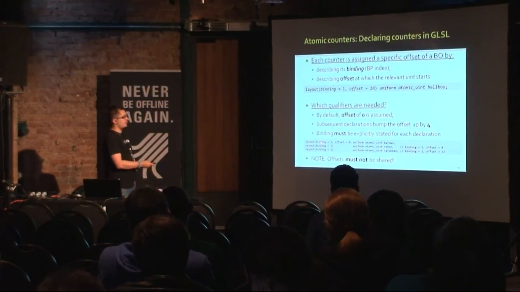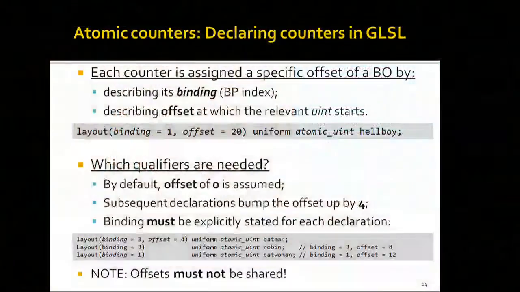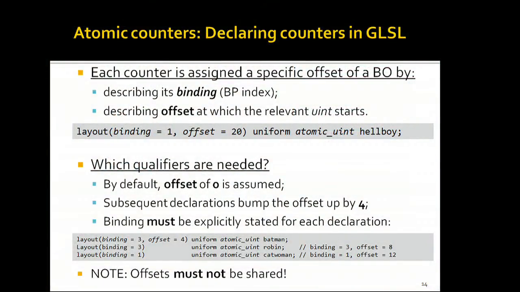So there we go with an example. You have 3 atomic counters: Batman, Robin, and Catwoman. These are all legal. The first atomic counter is using a binding of 3 and an offset of 4. The second atomic counter is using the same binding, but there is no offset, so this is going to be 8. And finally, the last atomic counter uses a binding of 1, but the offset is still bumped up by 4.